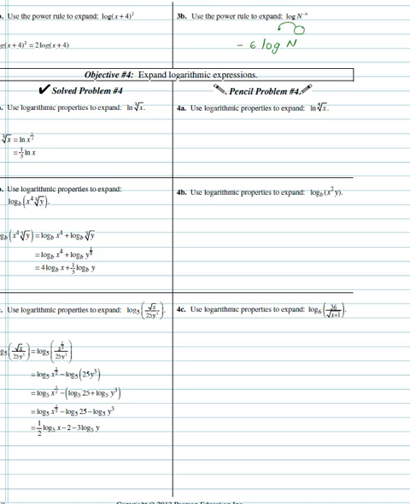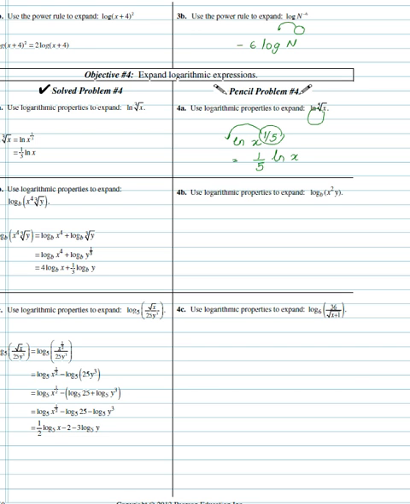Expand the logs. The first thing I'm going to do is change square root of x to x to the power 1/5. And this is a power, so it kicks right up in the front, so this becomes 1/5 ln x.